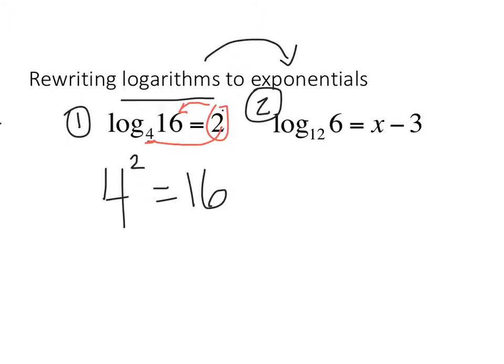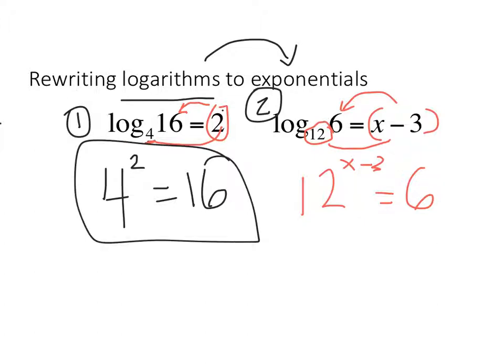Our base is 12, so I'm going to put 12 down. It equals the exponent. Well, it equals this whole thing, so I'm going to put x minus 3 as my exponent, and it's going to end up at 6, so it's going to equal 6. That's all we're doing right there, we're just rewriting, so these are my final answers.